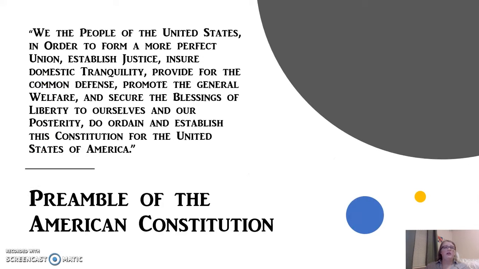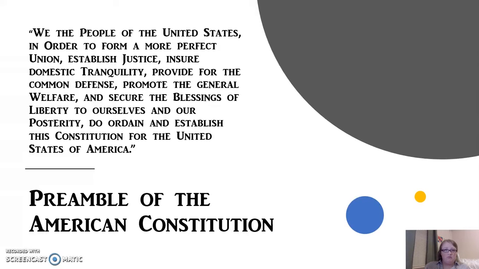So the preamble. Let's discuss that. First, "We the people of the United States." Everyone that resides in the United States. That's what it means. "In order to form a more perfect union." So to make the nation as great as it can possibly be.